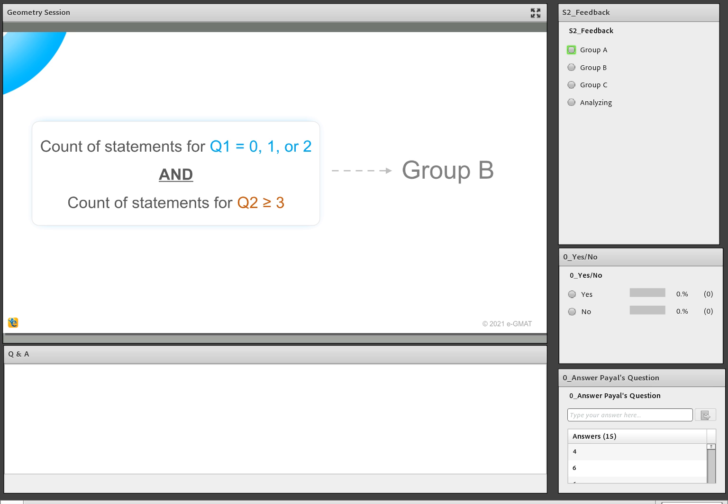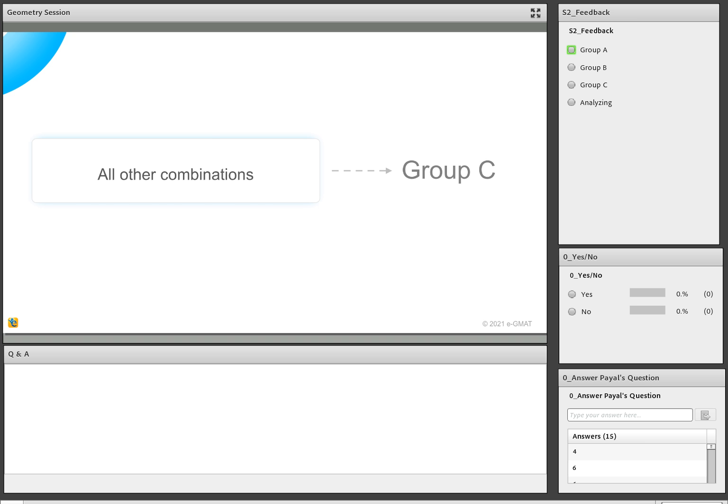Now next, let's look at group B. If the count of statements for question 1 is 0, 1 or 2, and the count of statements for question 2 is greater than or equal to 3, you belong in group B. Again, select group B accordingly. And all the other folks would obviously belong in group C. So make that final selection. Group C is all other combinations.